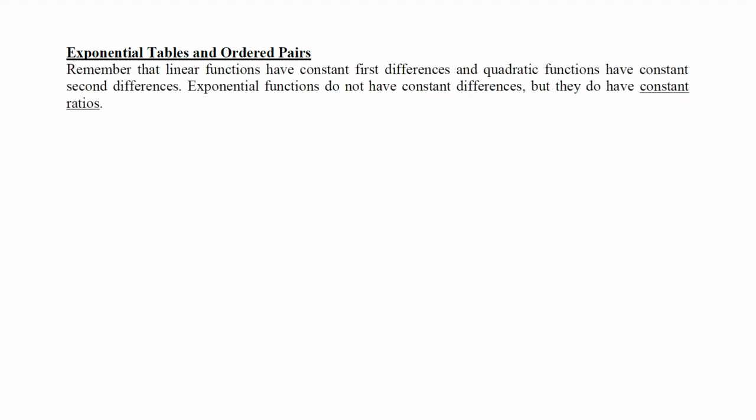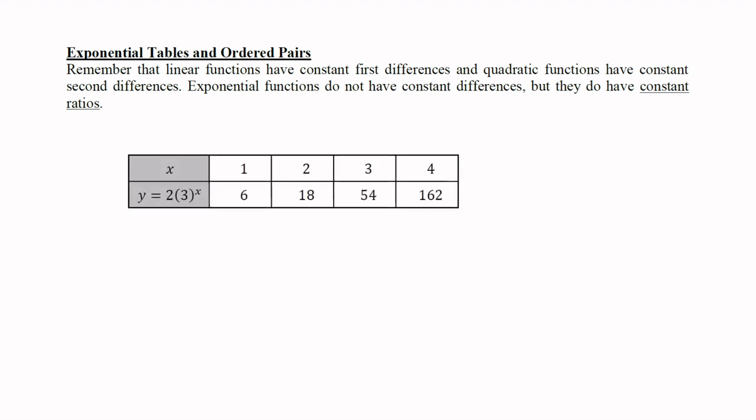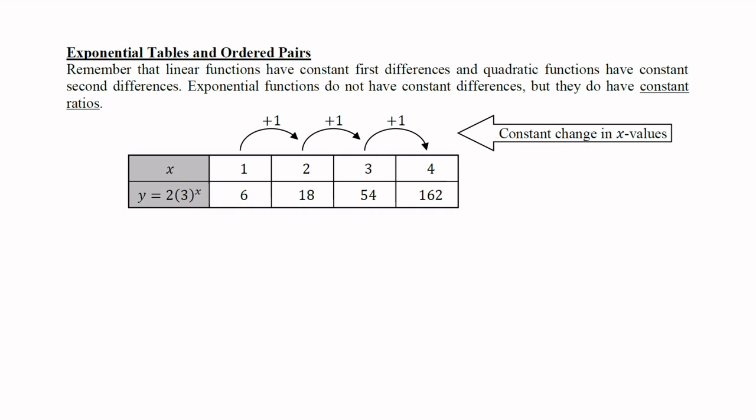Remember that linear functions have constant first differences and quadratic functions have constant second differences. Exponential functions do not have constant differences, but they do have constant ratios. So taking a look at this table representing an exponential function, for each x, we add 1. That's our constant change in x values.